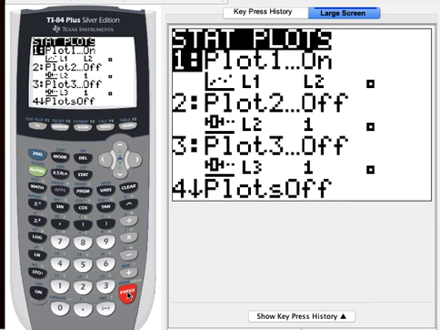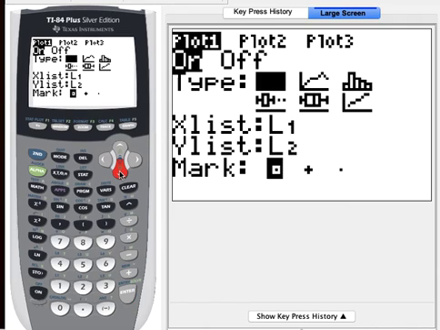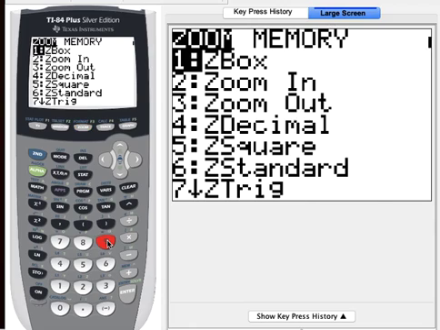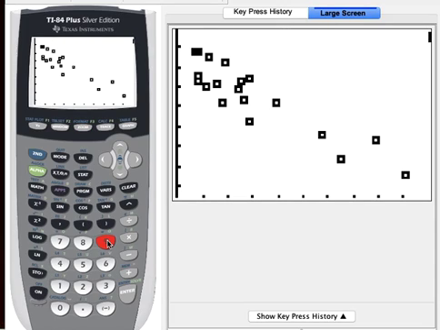Second y equals, and the log of the response variable is in list 3. So L2, I just need to change that to L3. And again, I need to press zoom 9. There we go. So understand, when I look at that graph, again, I still see the downward sloping trend, but that definitely looks like a linear pattern or a linear trend.